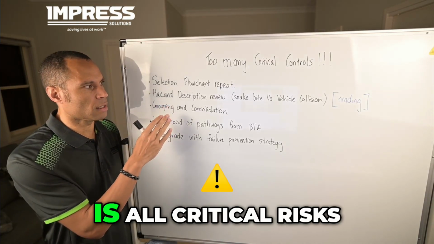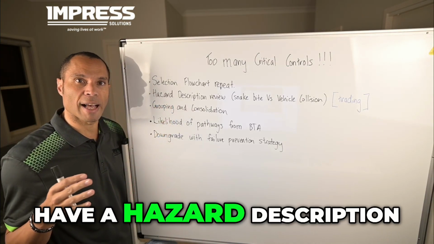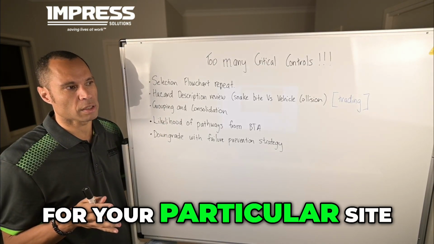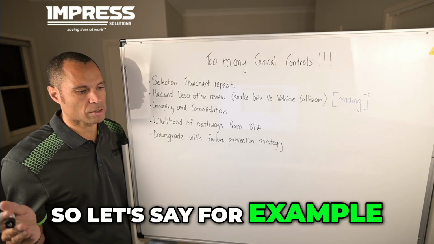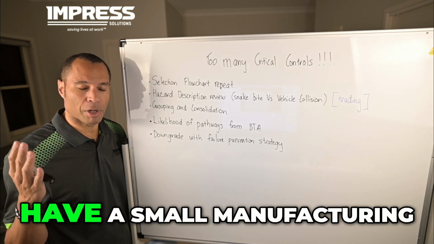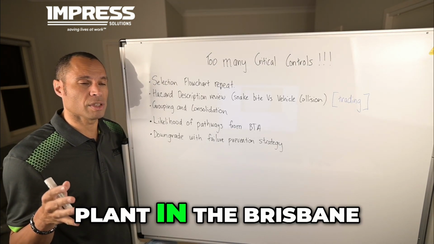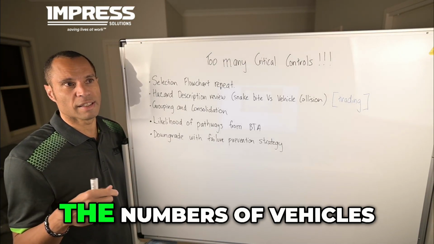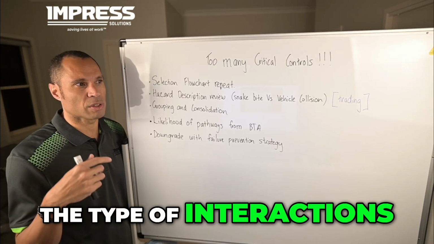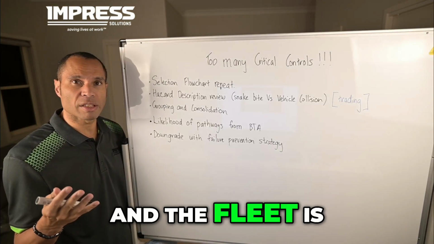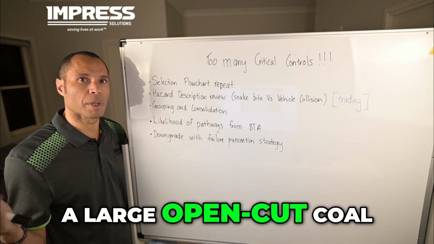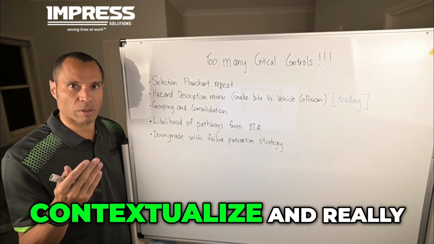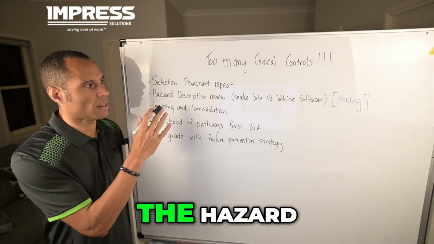What good looks like is all critical risks have a hazard description which contextualizes the risk for your particular site. So let's say, for example, we might have a small manufacturing plant in the Brisbane CBD for a loss of control of a vehicle. The numbers of vehicles, the type of interactions, the speeds, and the fleet is going to be different from, let's say, a large open cut coal mine in central Queensland. So that's how we contextualise and really define the hazard.